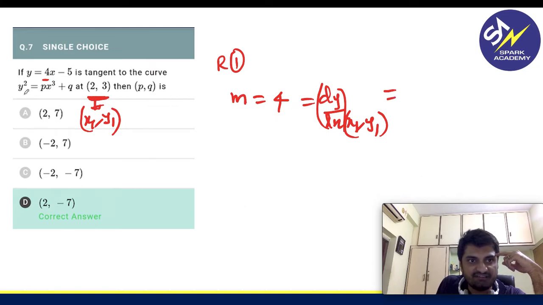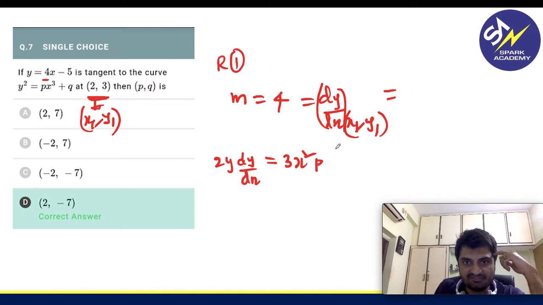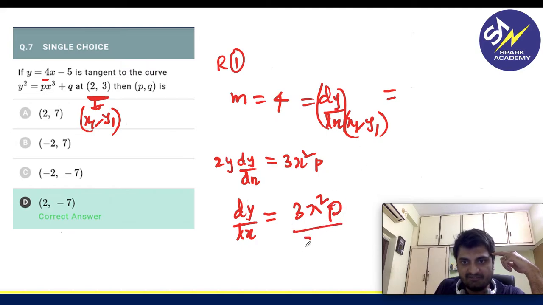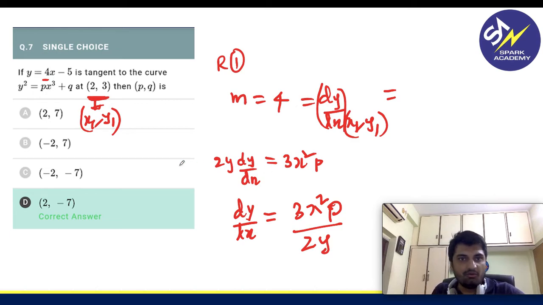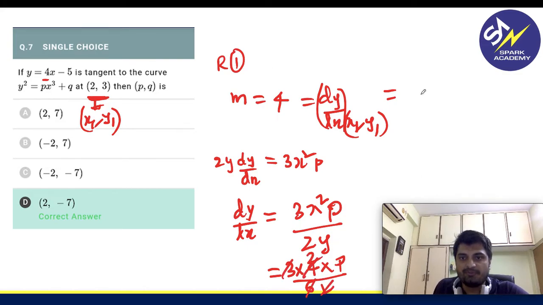So can you tell me, guys, what is the derivative of this? I'm getting 2y dy by dx, as the derivative of px cube is 3x square into p. Derivative of q is 0 anyways. So what is dy by dx, basically the slope of the tangent? 3x square p whole divided by 2y. Now what is your x and y? 2 and 3, right? So I can write 3 into 2 square, which is 4, into p whole divided by 2 into y, which is 6. 3 goes 2 times 2. So basically this value I'm getting is 2p. So 2p is 4, and p value you know is 2.